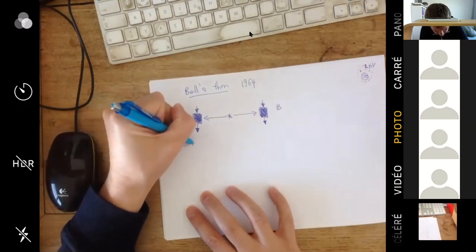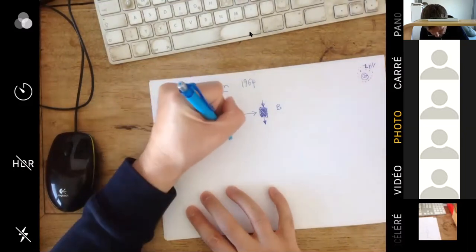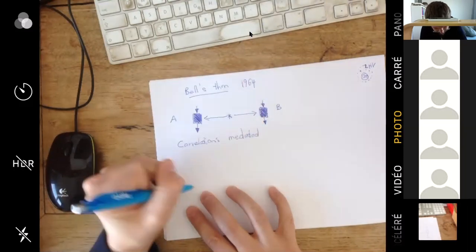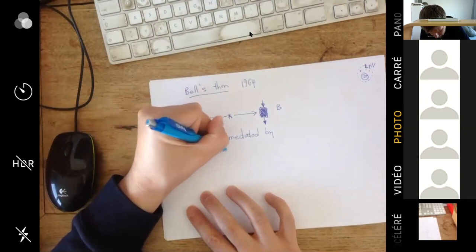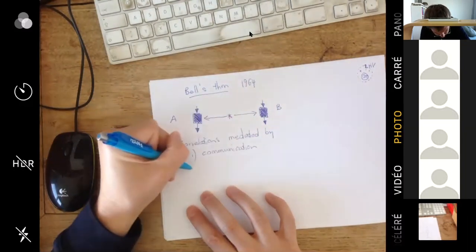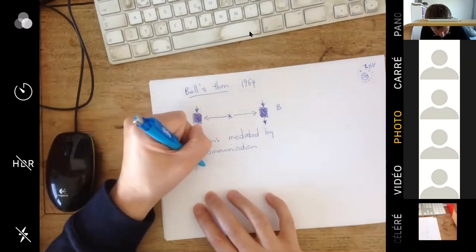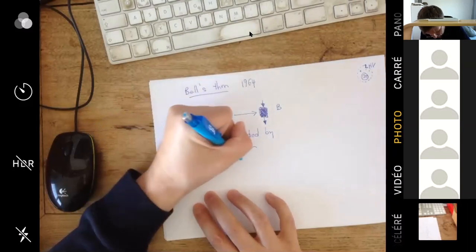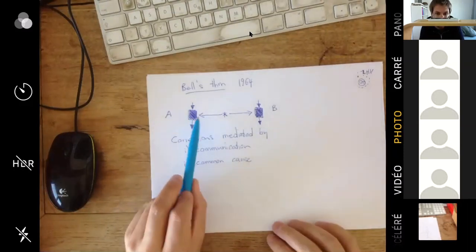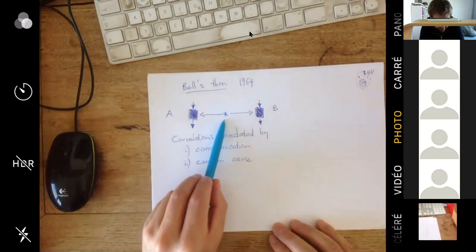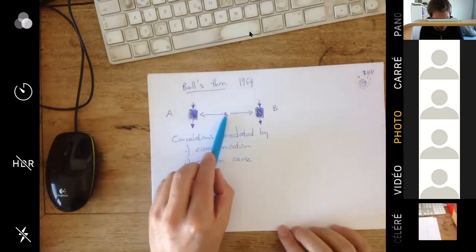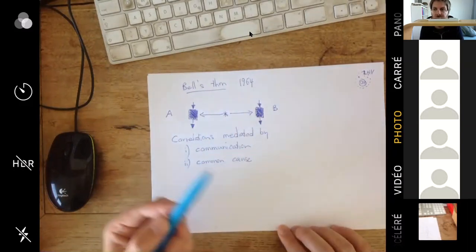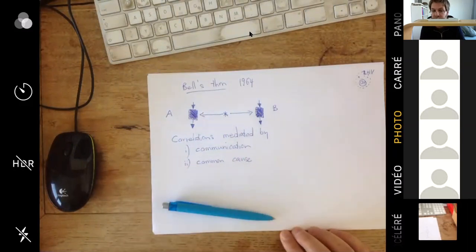Okay, so here is our first important point. The fact is that correlations can be mediated in two different ways. The first way is via communication, or two, by what we are going to call a common cause. Communication is a signal going from A to B. A common cause is the fact that the two students here were prepared. I mean, prepared makes more sense when you talk about particles, but they originate from the same source. So that explains why they can be programmed in the same manner.